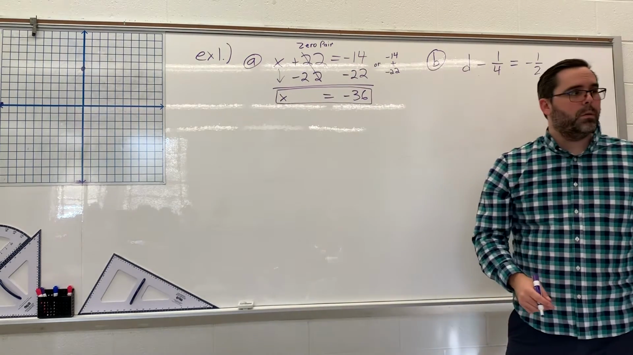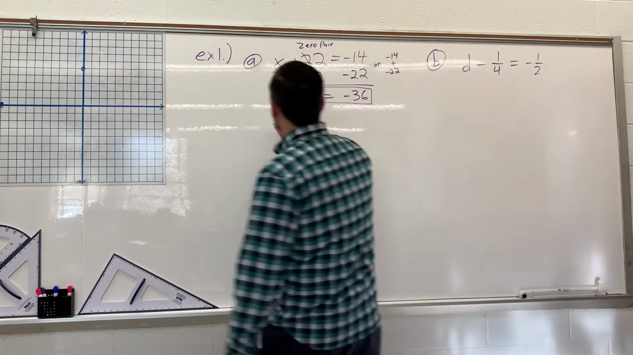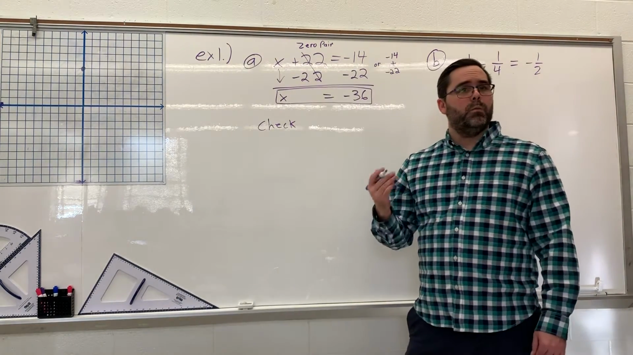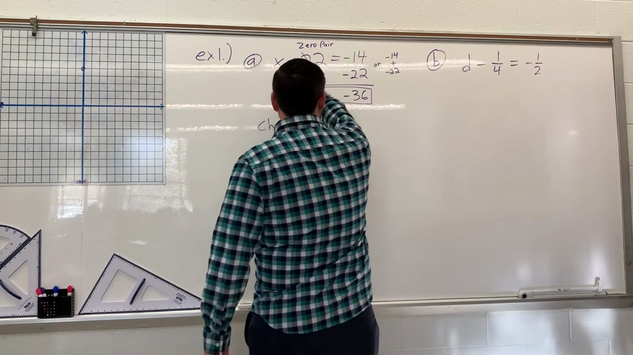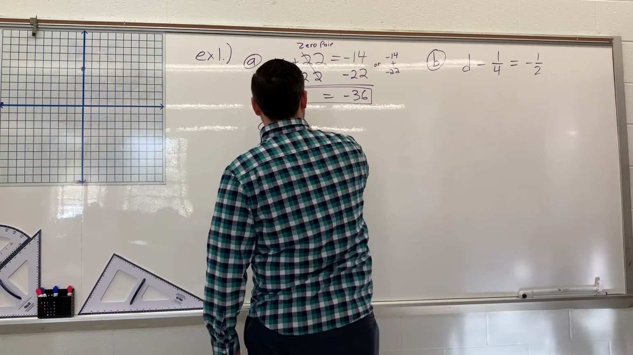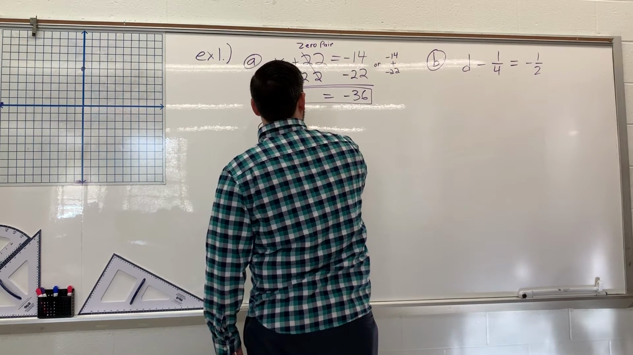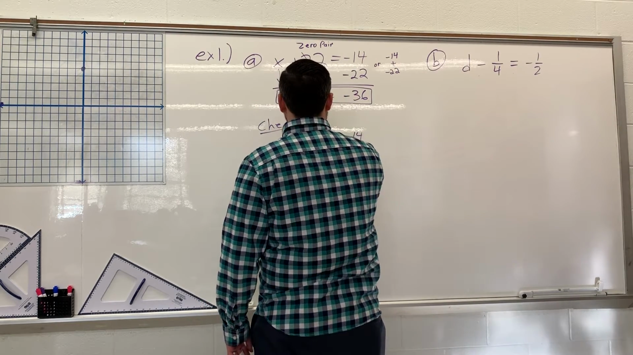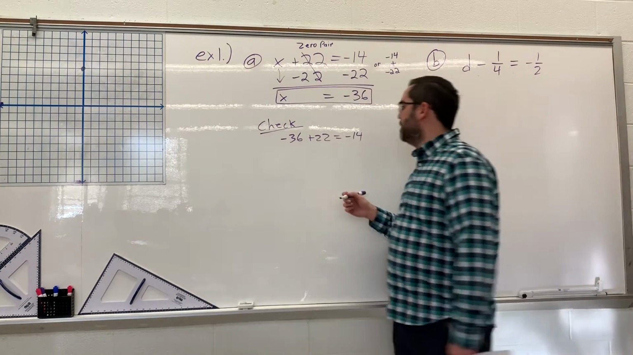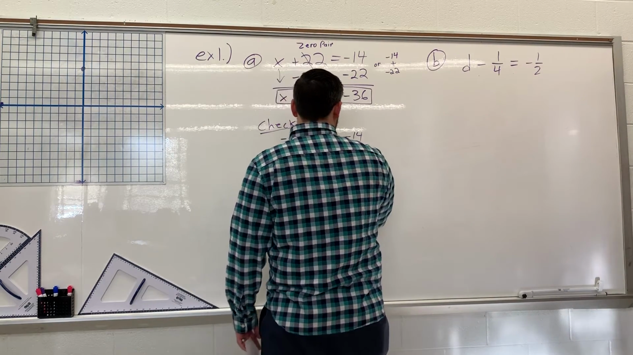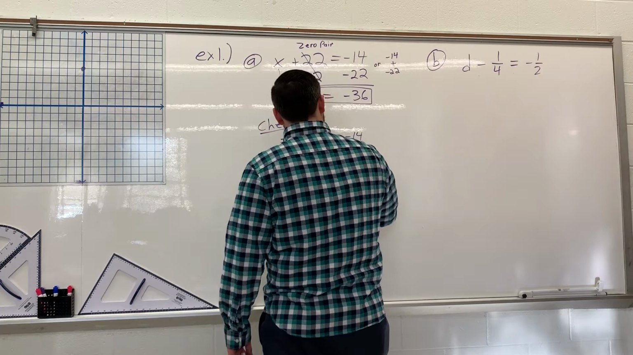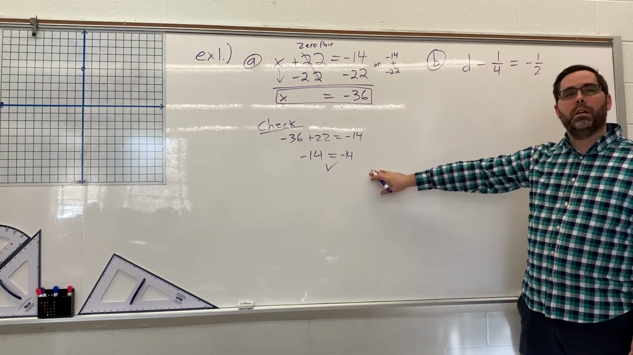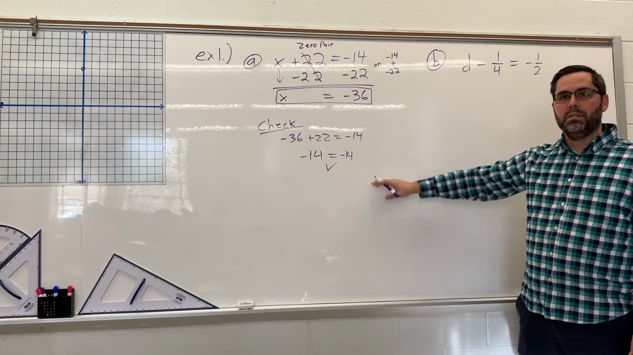Now how do you check your work? You plug your answer into the original equation. So instead of x plus 22 equals negative 14, we do negative 36 plus 22 equals negative 14. Negative 36 plus 22 is negative 14, which is equal to negative 14, which means that this is done correctly. Okay, here's our answer, and our answer checked out. Questions?